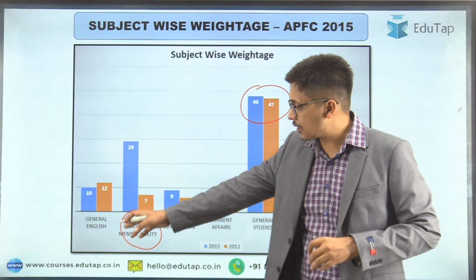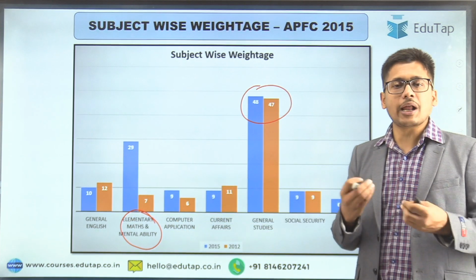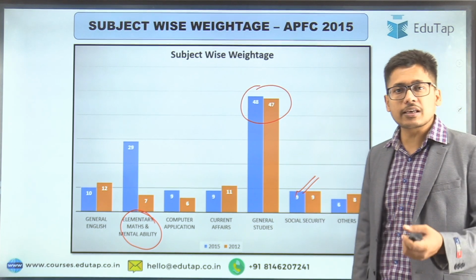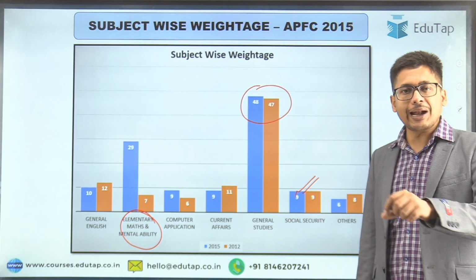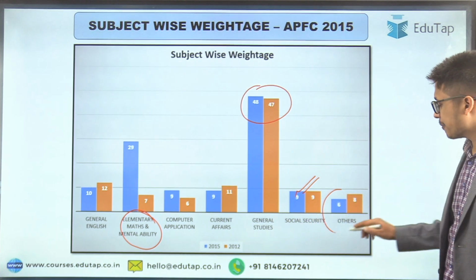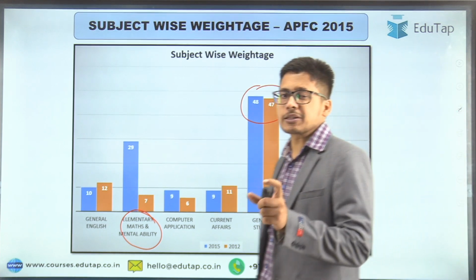Okay. Then general English is also there. Computer applications, you get around 9-10 questions from computer applications. Then social security, which is basically the welfare schemes started by the central government and its various ministries. That is also a very important component. And then others. Not so many questions from the topic others.